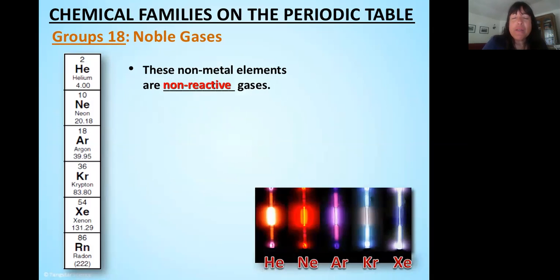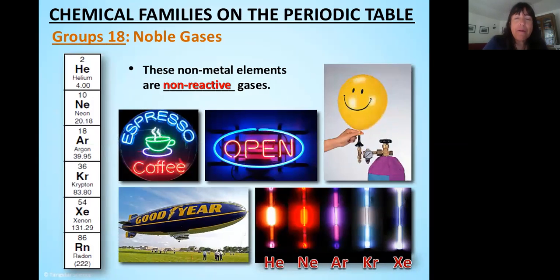So here you can see if we shoot electricity through them, they make different colors, neon lights. And here's some other examples of where we see these elements. Helium is a noble gas, and you've probably sucked in helium and made your voice really high. It's really bad for you. Don't do that. They're non-reactive. They don't explode. You can't burn them. They don't burn. They don't want to react with anything.